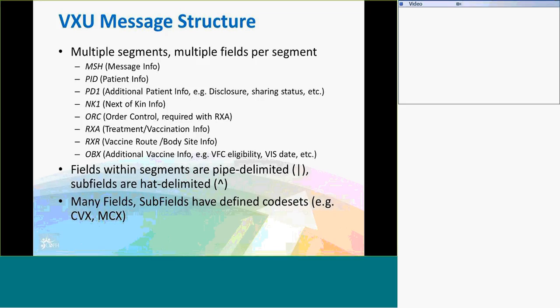Many fields and subfields have defined code sets. For example, CVX codes are codes that indicate the product used in a vaccination. MVX codes are codes that indicate the manufacturer of a vaccine.